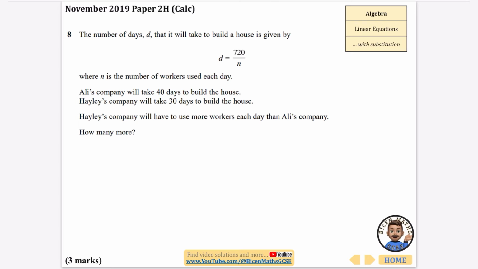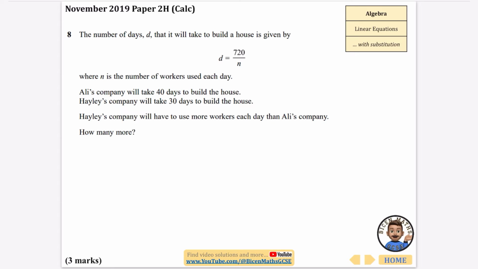Okay, now we've got some of them where there's either some substitution or with a bit of context going on. So it says the number of days d that it will take to build a house is given by the formula d equals 720 over n, where n is the number of workers used each day. Ali's company will take 40 days to build the house. Haley's company will take 30 days to build the house. Haley's company will have to use more workers each day than Ali's company. How many more? So this just means we're going to substitute these values into this.